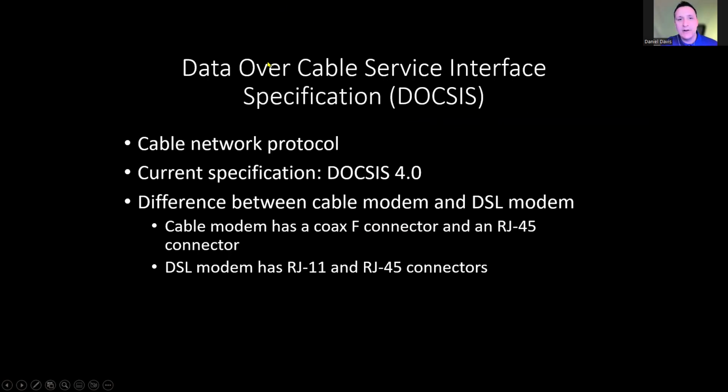DOCSIS. This is Data Over Cable Service Interface Specification, DOCSIS. This is a cable network protocol. The current version is DOCSIS 4.0. Some of the differences between a cable modem and a DSL modem would be the connectors. A cable modem has a coax F-type connector, which we talked about in previous chapters, and an RJ45 connector. A DSL modem will have the old phone cable style connector, an RJ11 connector, and an RJ45 connector.